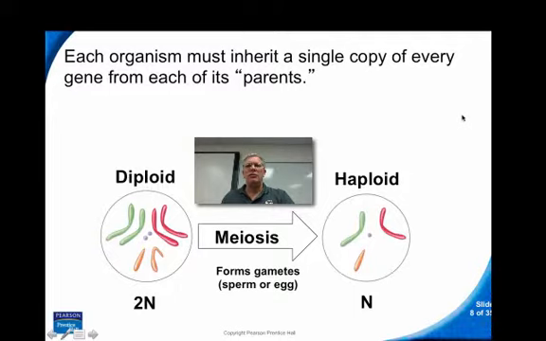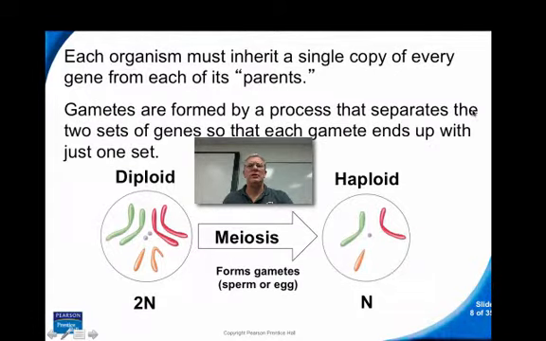All right, so in order for gametes to be formed, the diploid number has to be reduced to the haploid number, and that process is referred to as meiosis. Meiosis is the process that separates the two sets of homologous chromosomes so that each gamete ends up with just one of those chromosomes.